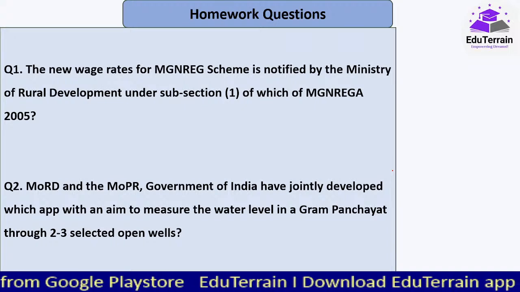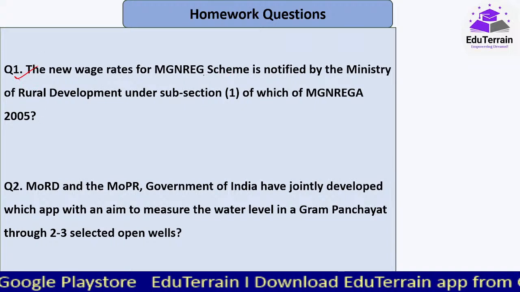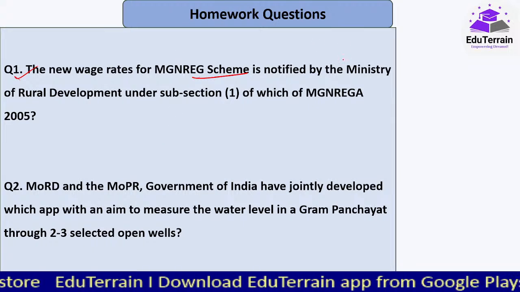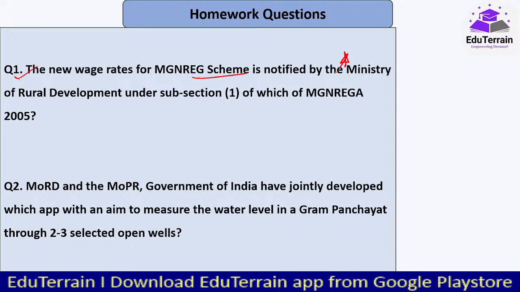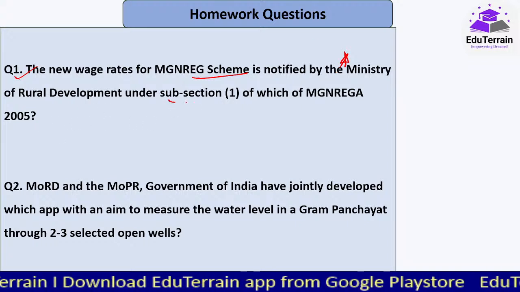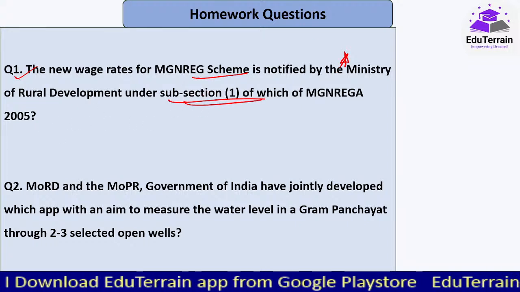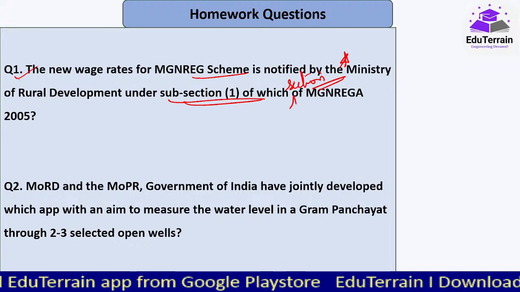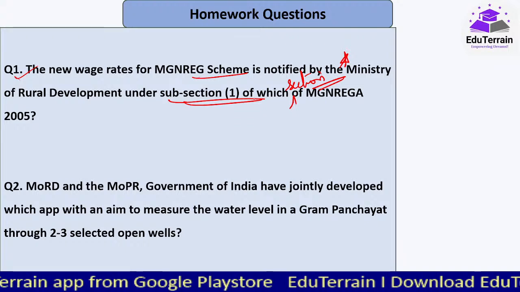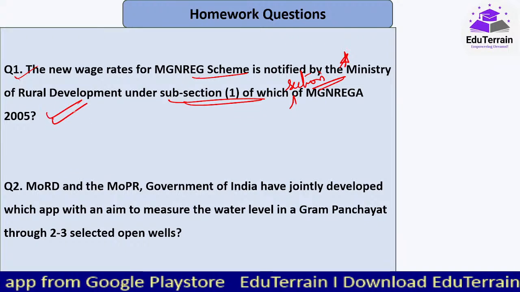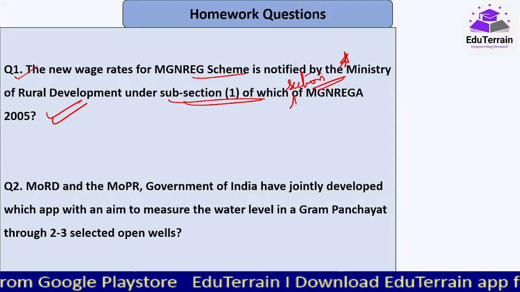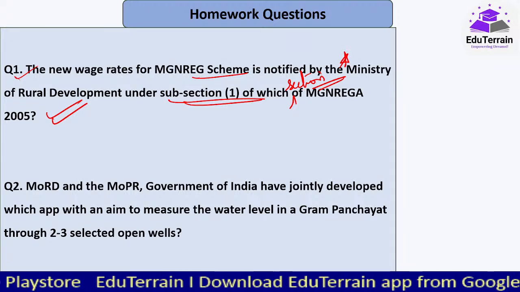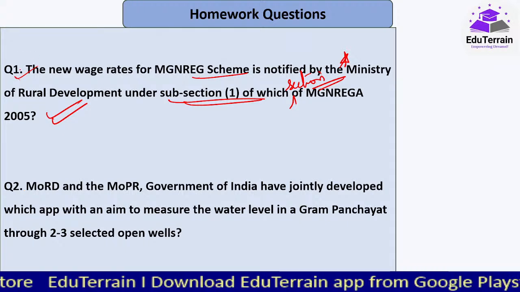Today's homework questions. The new wage rates for the MGNREG scheme are notified by the Ministry of Rural Development. This can also be a question: which ministry notifies that? Under which section? Sorry, I missed the section here. It is done under the MGNREGA 2005 Act. So I have mentioned that here. Now you have to tell me under which section this is notified by the Ministry of Rural Development. That is the first question.